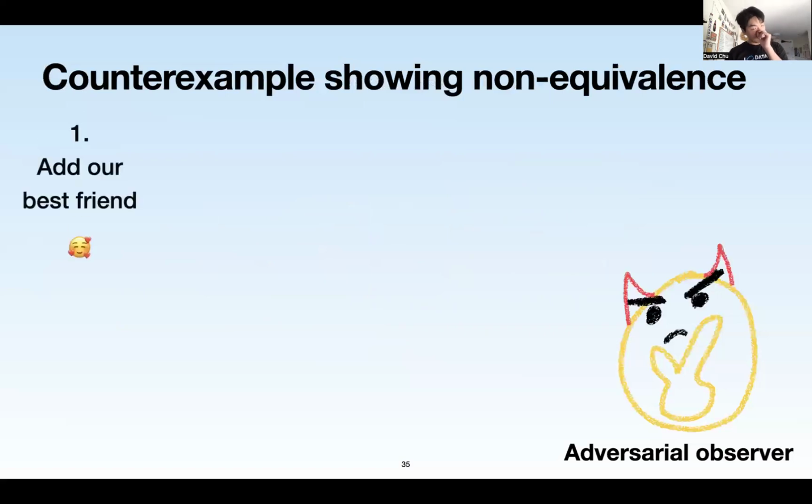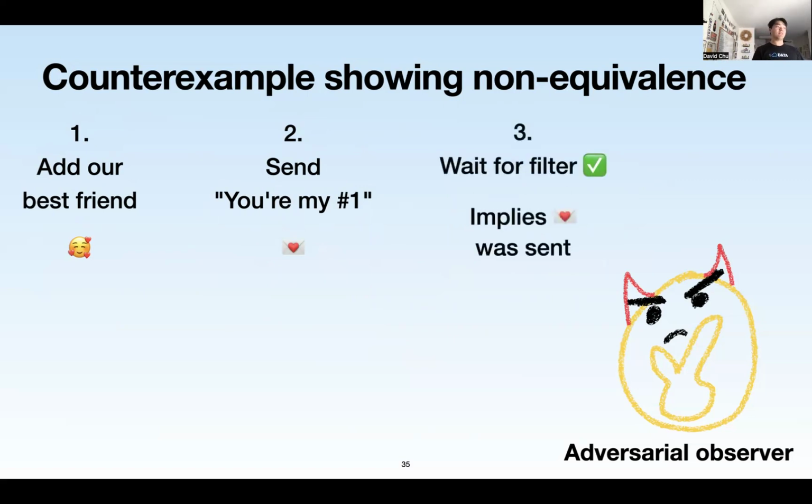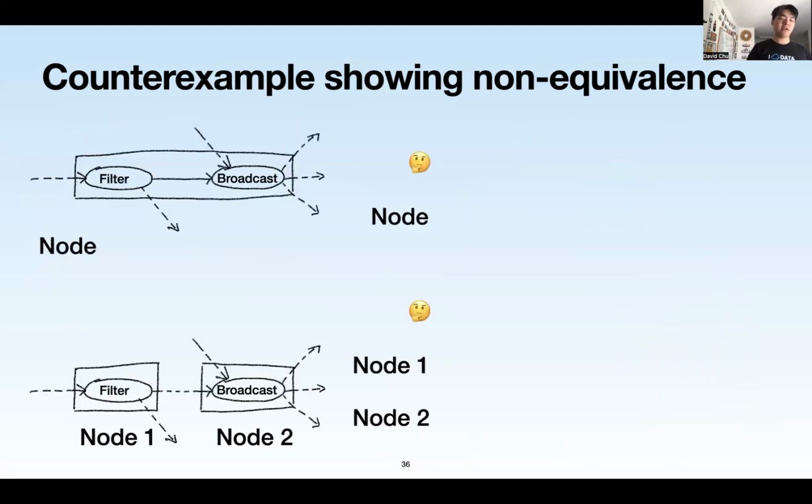Okay, here's how it's going to go about it. First, it'll add our best friend as a member. Then it'll send a message into the system saying, "you're my number one best friend." It'll wait for that message to pass the filter, which implies that the message was also sent to our best friend, because both operations used to be on one machine, so they must have executed atomically. And now it'll add friend 2, who is not supposed to receive this message, because otherwise that would be a little awkward. Okay, let's see how that works out.